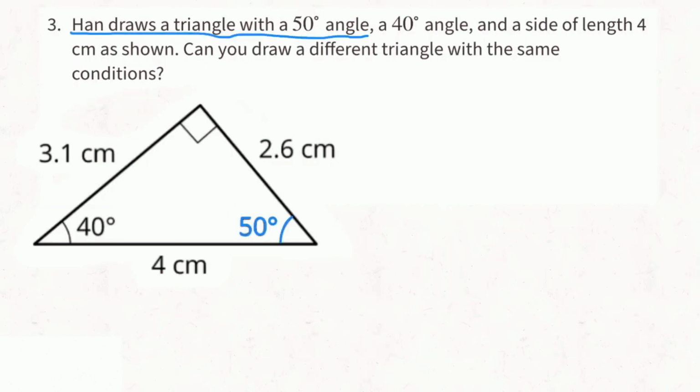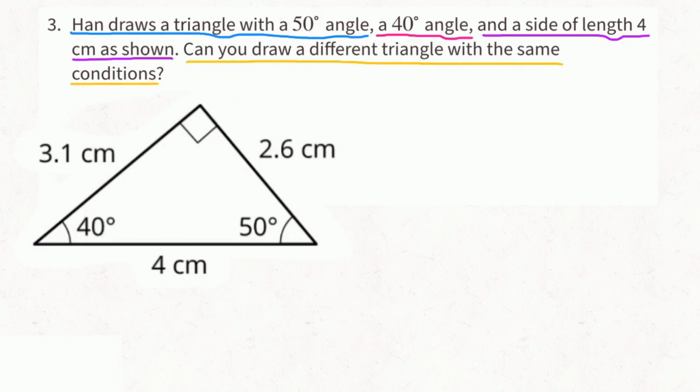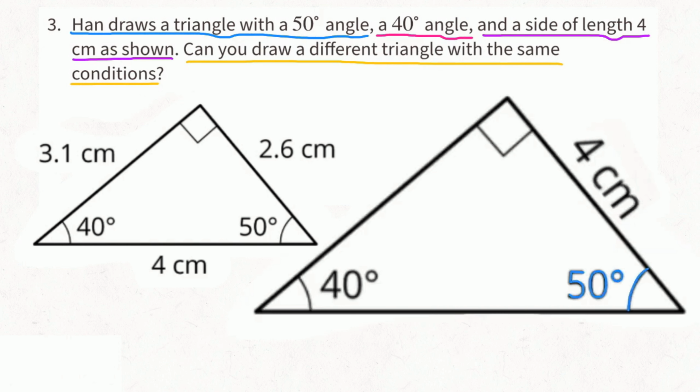Number 3. Han draws a triangle with a 50-degree angle, a 40-degree angle, and a side length of 4 centimeters as shown. Can you draw a different triangle with the same conditions? Sure. Here's a triangle with a 50-degree angle, a 40-degree angle, and a side length of 4 centimeters.